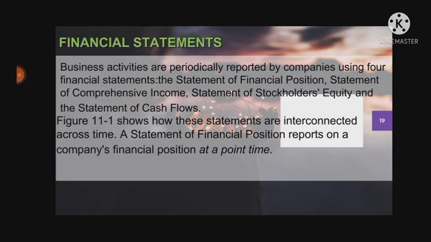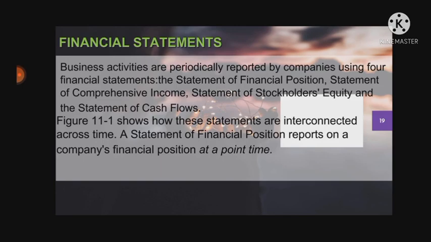Next is the statement of comprehensive income. Its purpose is to show an entity's financial performance in a way that is useful to a wide range of users so that they may attempt to assess the future net cash inflows of an entity.